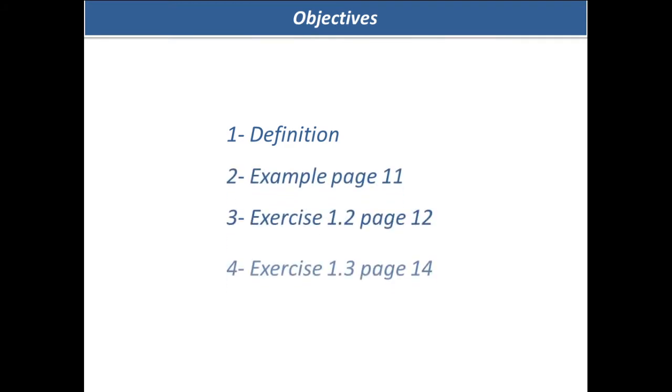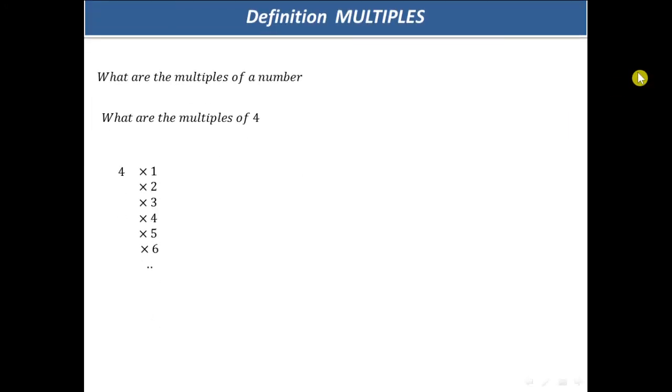As before, the objective is a definition about what we are speaking about, an example, and then we go to exercises in page 14 and in page 20. So, definition of multiples. What are the multiples of a number?